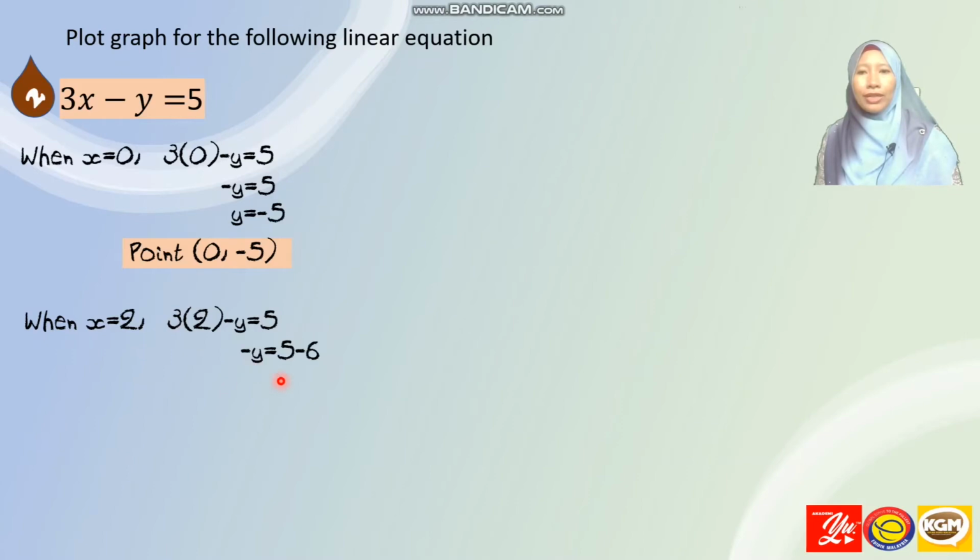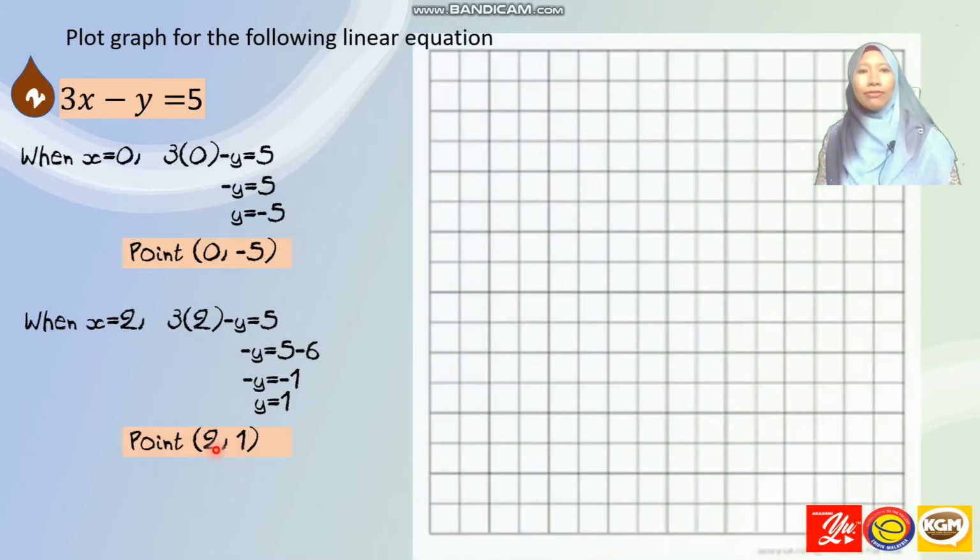So negative y equals 5 minus 6, because 3 times 2 is 6. I bring 6 to the left-hand side, becomes minus 6. Therefore we get negative y equals negative 1, so y equals 1. Now we get the second point, which is (2, 1). Okay, let's plot the graph.